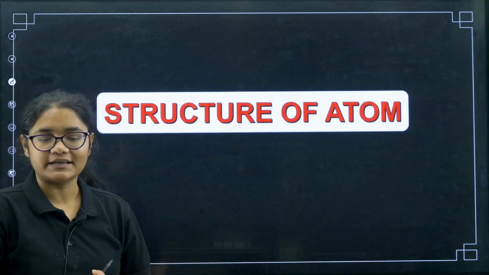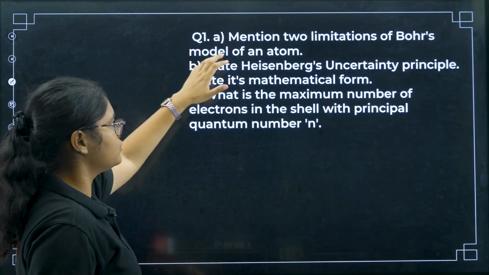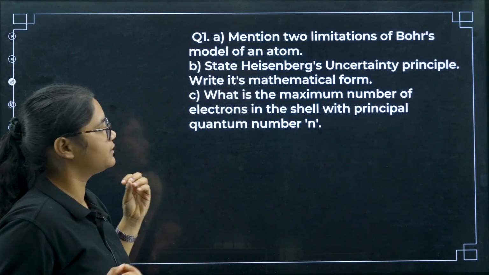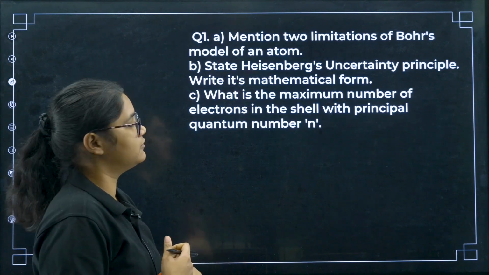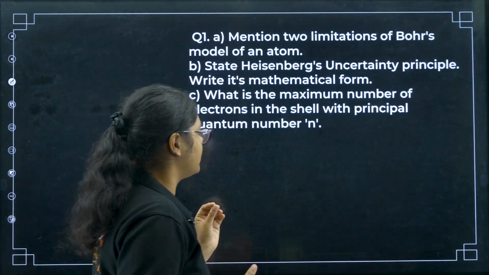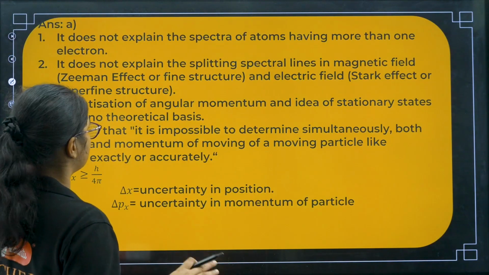Now we'll go to the next chapter, that is structure of atom, and let us see some important questions from here. Mention 2 limitations of Bohr's model. Very simple question. State Heisenberg uncertainty principle and write its mathematical form. What is the maximum number of electrons in the shell with principal quantum number n? Okay, very direct and theoretical questions.